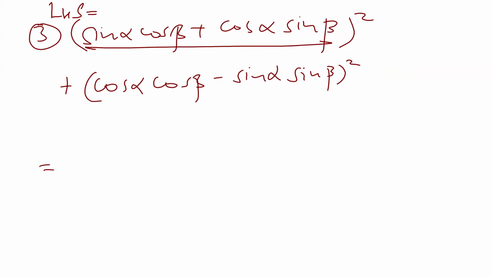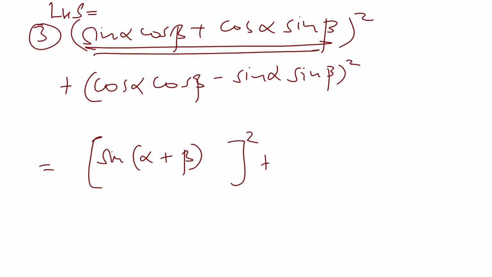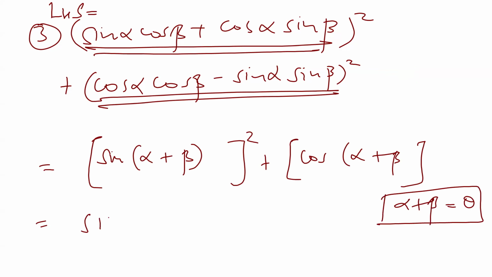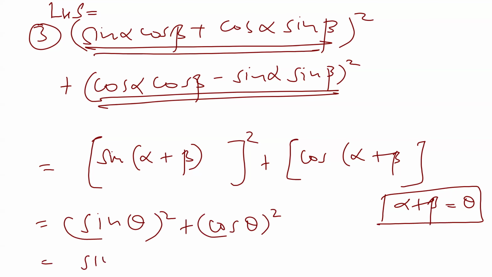Now look at this underlined part. I'll just put the square outside. Sin alpha cos beta plus cos alpha sin beta is sin (alpha plus beta). And cos alpha cos beta minus sin alpha sin beta is cos (alpha plus beta). Let alpha plus beta be theta. So sin theta the whole square plus cos theta the whole square, which is equal to sin square theta plus cos square theta, which is equal to 1, and that is equal to your RHS. That was the solution for question number 3.